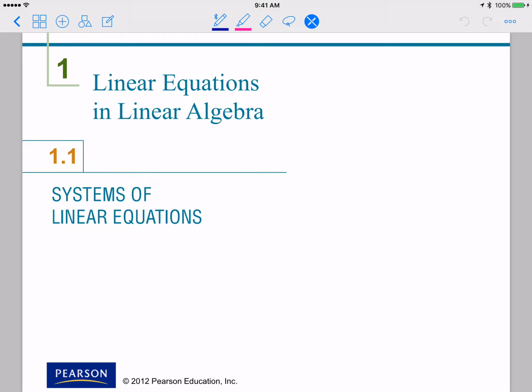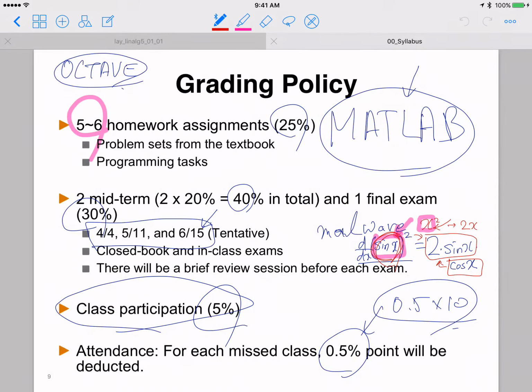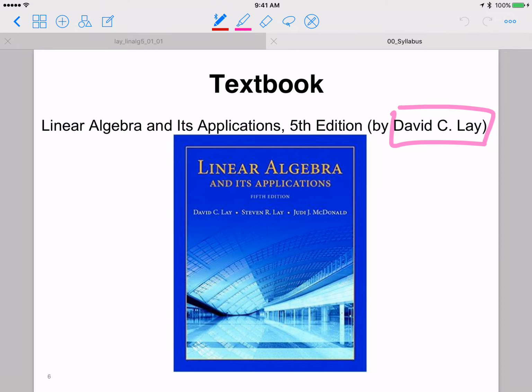Any other questions? Sorry, but what is the name of the book? The name of the book is this one. There are probably at least three or four other textbooks that have the exact same title, but written by different authors. Also, this book says fifth edition. I think the fourth edition is still being sold currently, so please make sure to get the book written by this guy, David Lay, and the fifth edition.